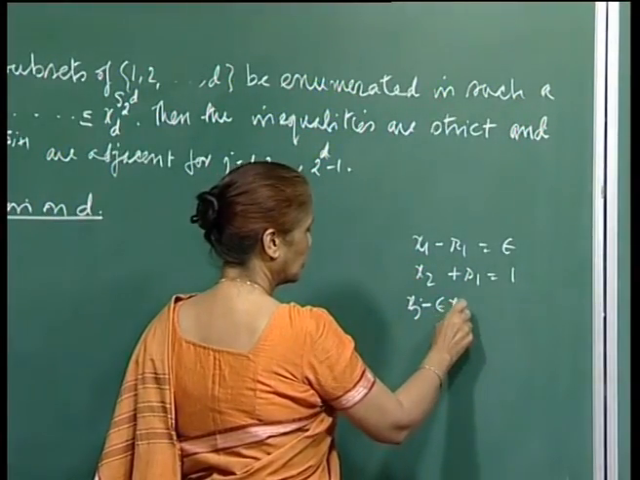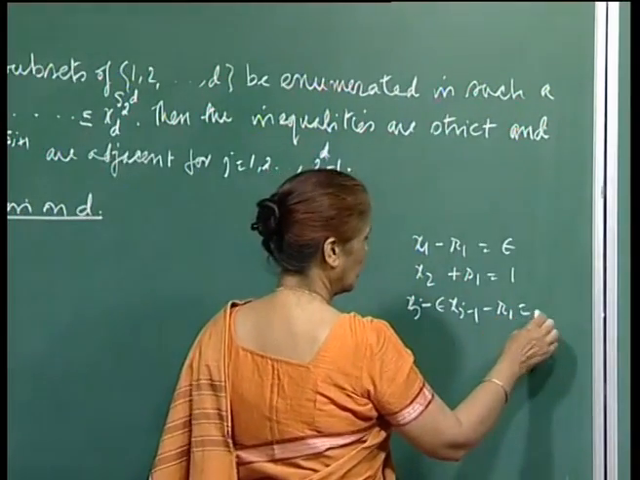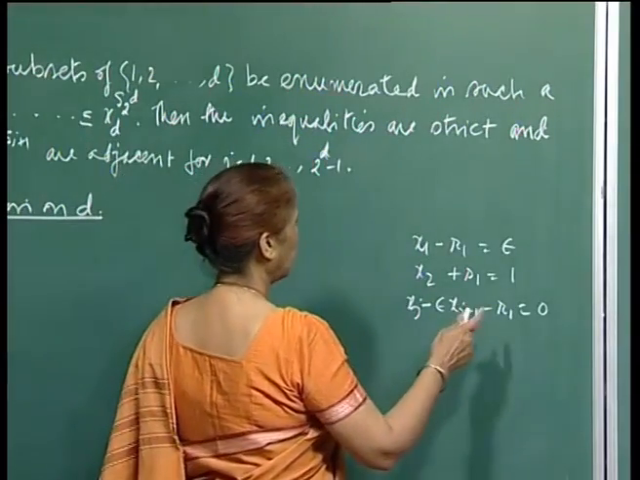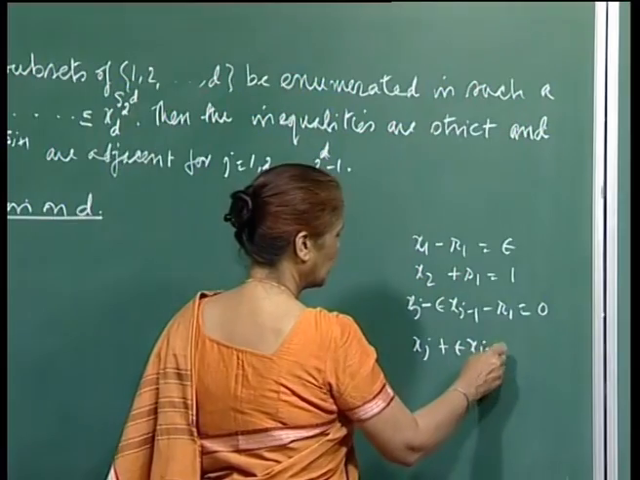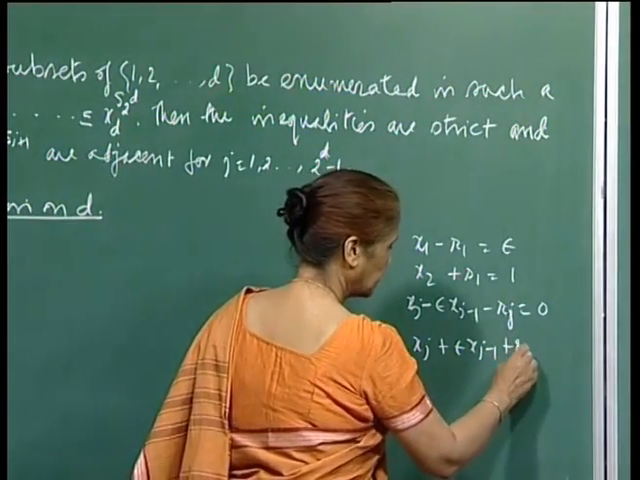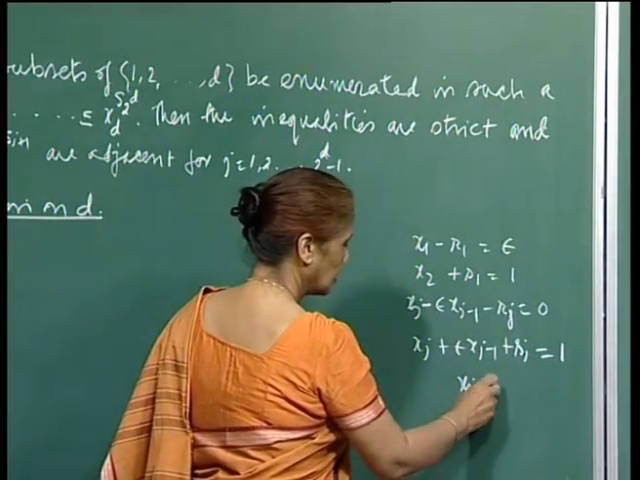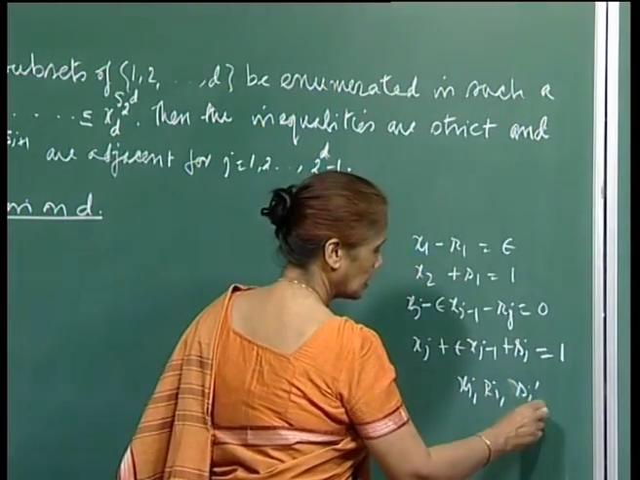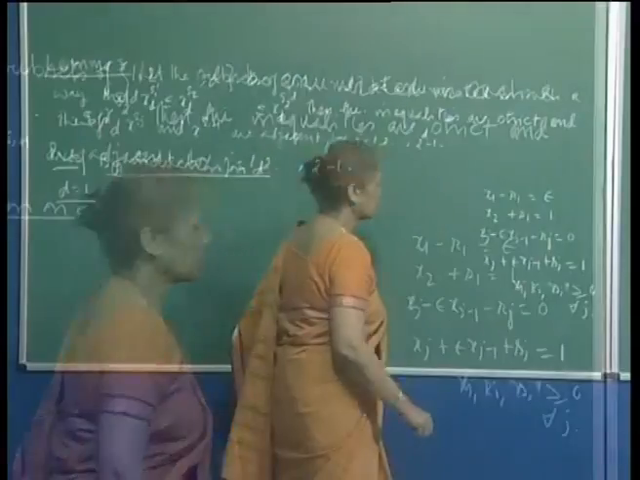minus epsilon x_{j-1} minus r_j was equal to 0, right, and then you had x_j plus epsilon x_{j-1} plus s_j equal to 1, right, and all x_j's, r_j's and s_j's are greater than or equal to 0 for all j. These were your constraints, right.